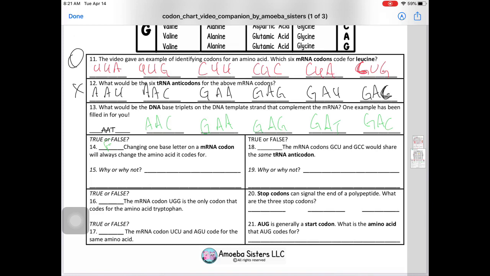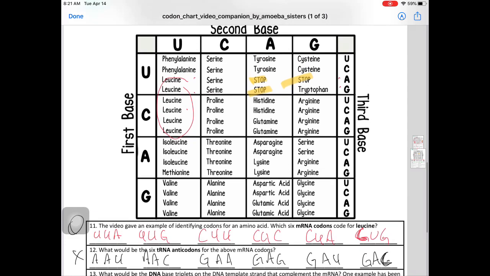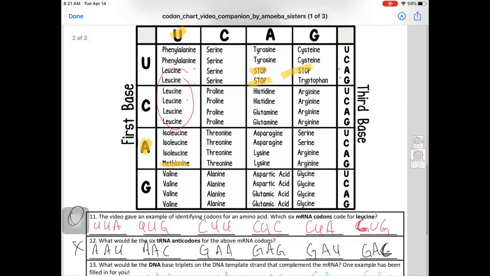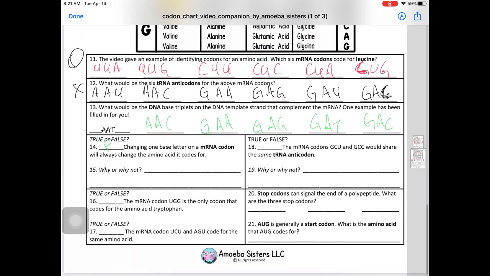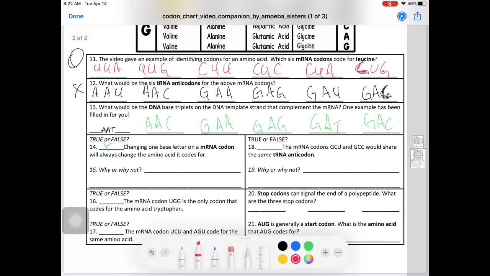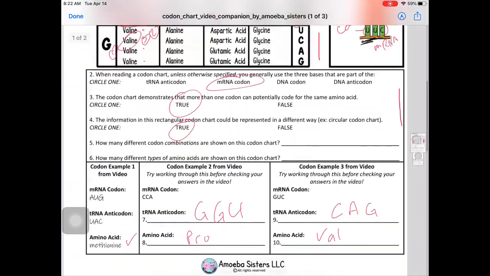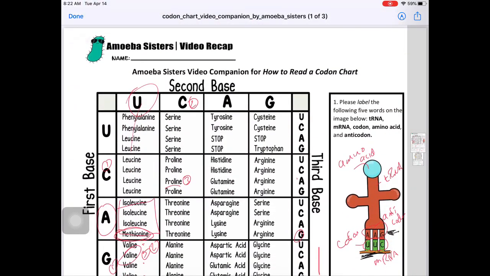What does that code for? So I'll just find AUG up here. So A is going to be my first one. So again, I'm at A for the first one, U for the second one, and then G for the third one. So MET is generally going to be my start codon, the code that I need to get things started. MET. Nice highlighter there to write with. All right. So that should help you out with filling out the tRNA chart.